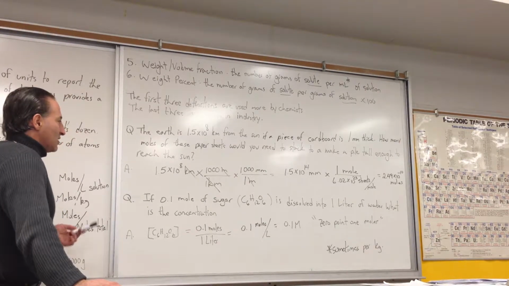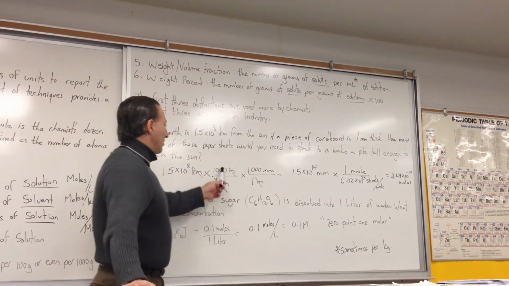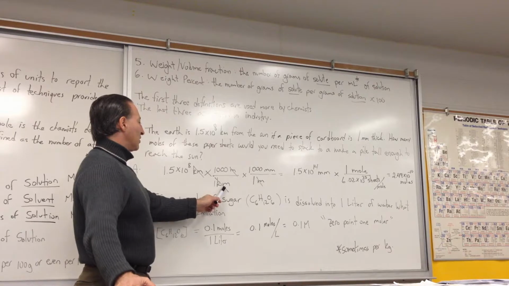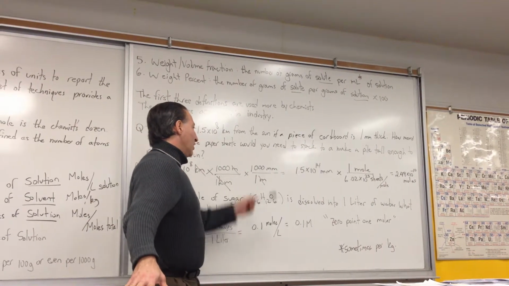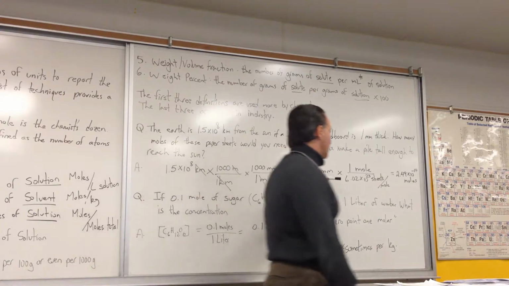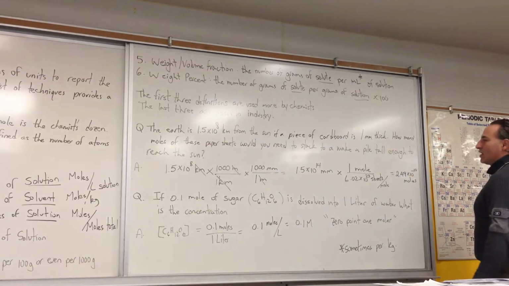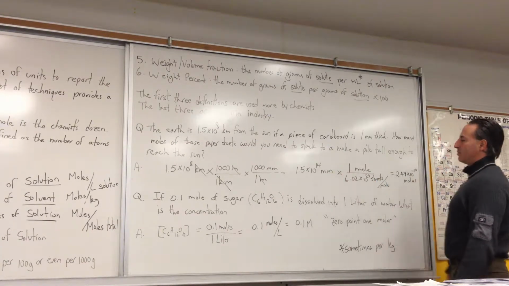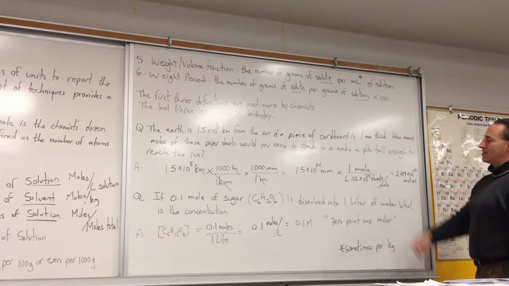So the distance to the sun is 150 million kilometers. We're going to turn that into meters by multiplying by 1,000. That helps us to cancel the kilometers. And then we're going to multiply it again by 1,000, turn it into millimeters. That'll tell us how many millimeters the distance is from the Earth to the sun. Well, if one piece of paper is 1 millimeter thick, it'll also be the same as the number of papers. And the number of sheets in 1 mole is 6.02 times 10 to the 23.